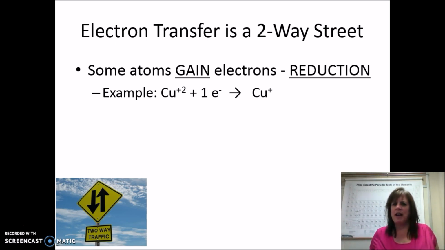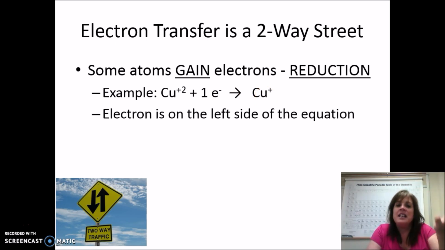Well, that seems weird, right? If I gain something, I'm being reduced. But remember, electrons have a negative charge, and so if you look at this example, you can see why they call it reduction. Here's copper plus 2. It gains an electron and becomes copper plus 1, so that charge was reduced because electrons are negative. And in fact, if we write one of these little half reactions, we can see that the electron is on the left side of the equation because I'm gaining it. So it's a reactant.